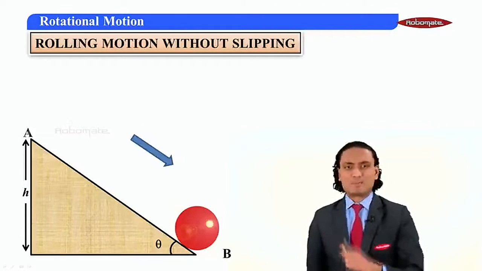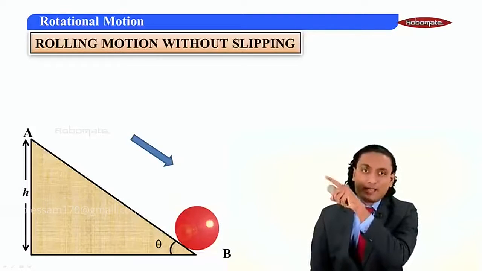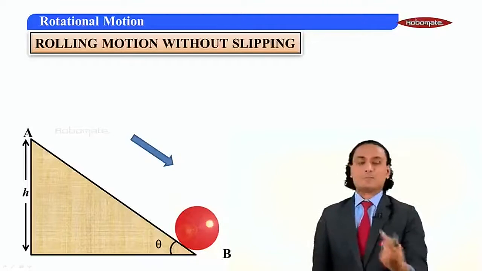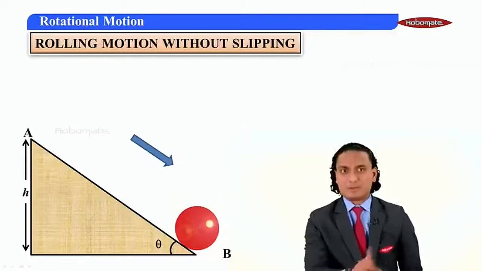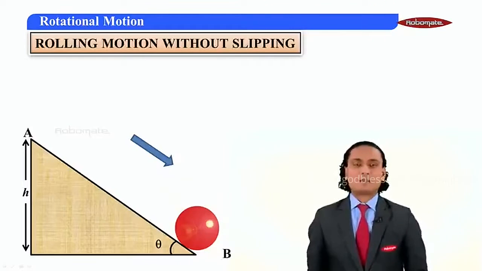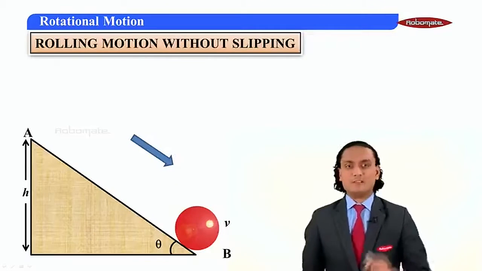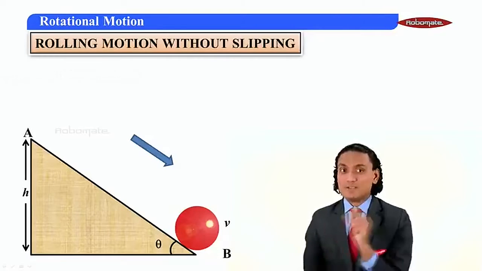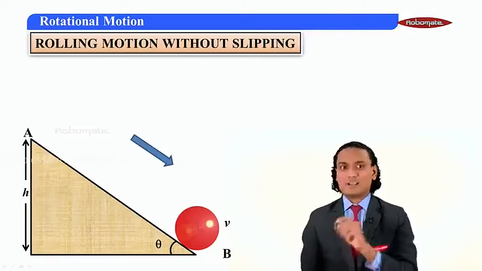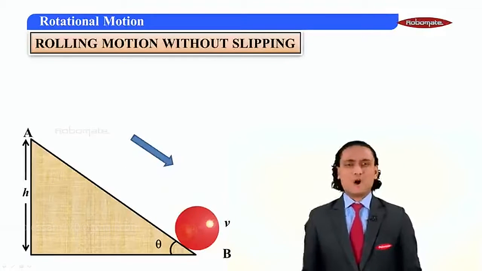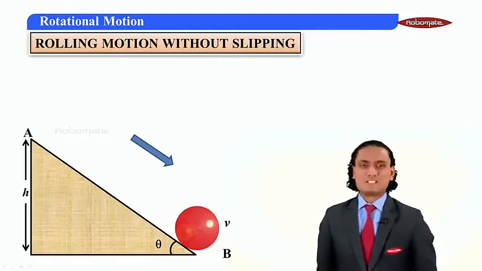So this solid sphere has rolled from point A, which is at the top of the inclined plane, to point B, which is at the bottom of the inclined plane, without slipping, pure rolling motion. During the rolling motion, the solid sphere has attained a linear velocity v. So what we need to do? We need to derive an expression for linear velocity. Is that clear? Fine. Now students, all of you know the law of conservation of energy.